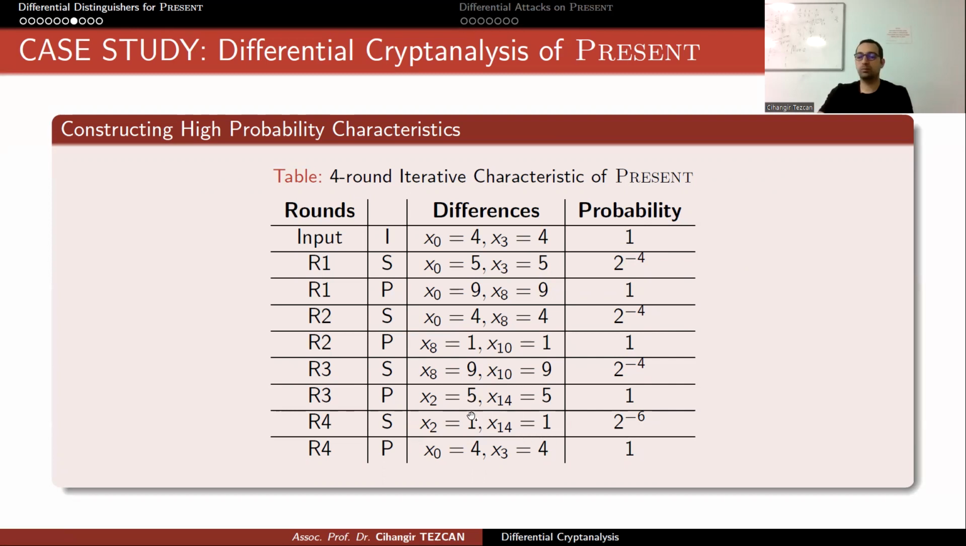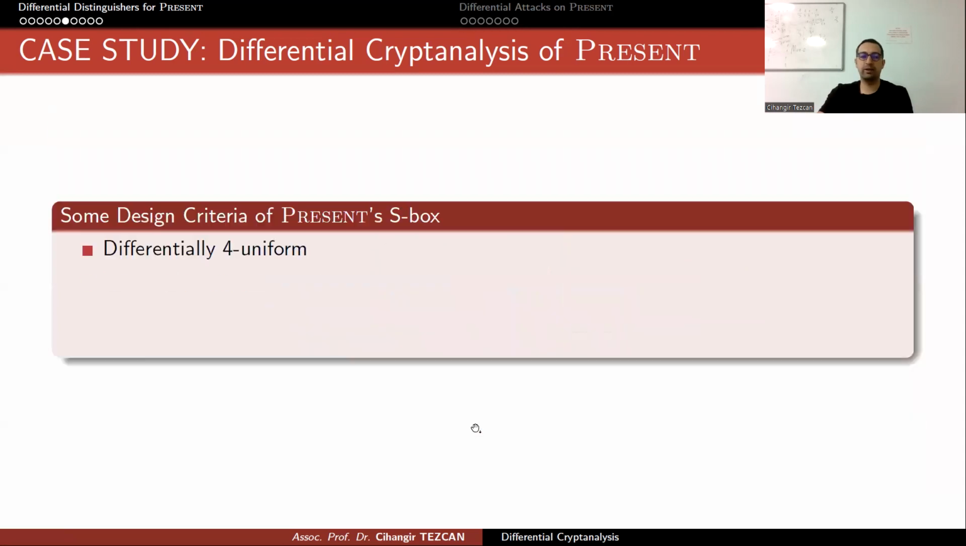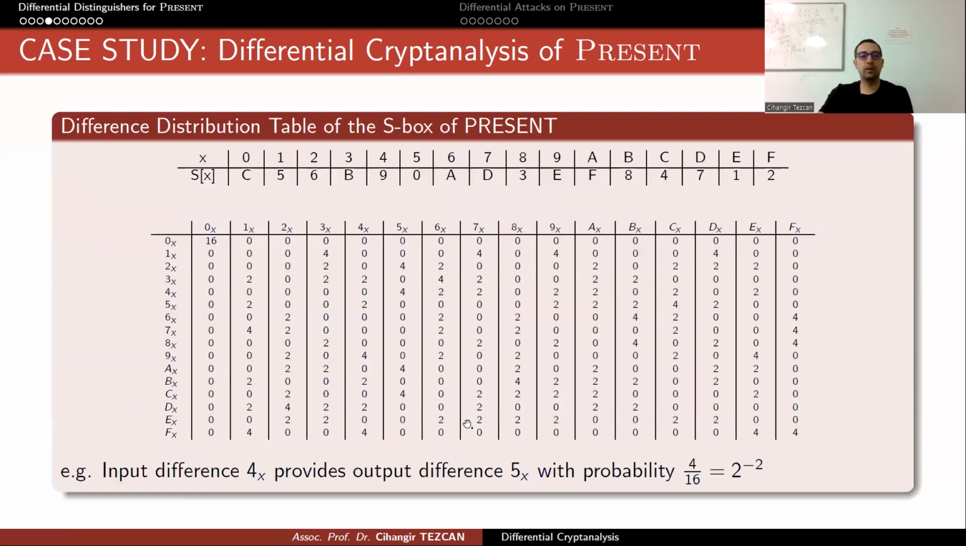Input difference 5 provides output difference 1. Go back to the DDT table. Input difference is 5, output difference is 1. This happens in 2 out of 16 cases. So it is 1 over 8, which is 2 to the power minus 3.